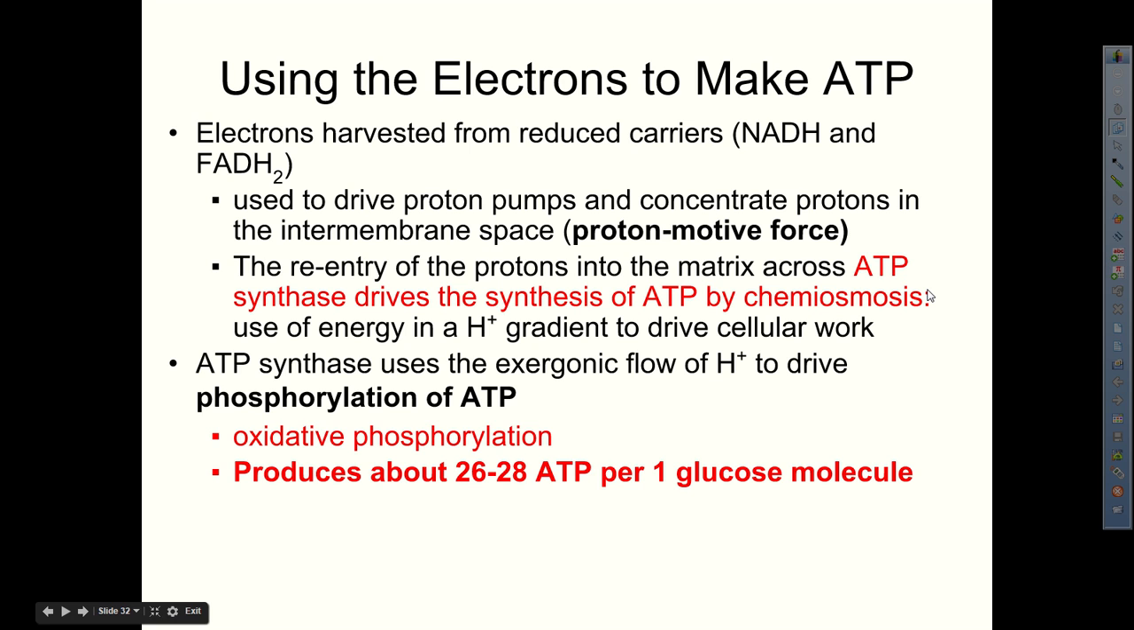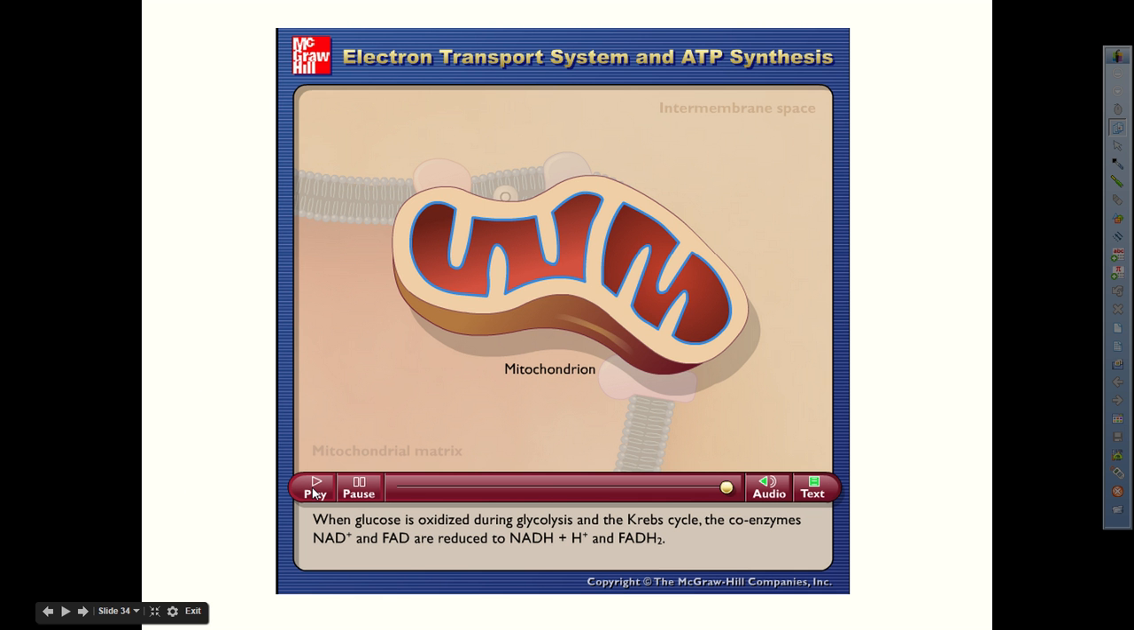And so this ATP synthase is going to work by something called chemiosmosis. And so we'll have oxidative phosphorylation. We'll take a look at this. We have an animation that we're actually going to watch.